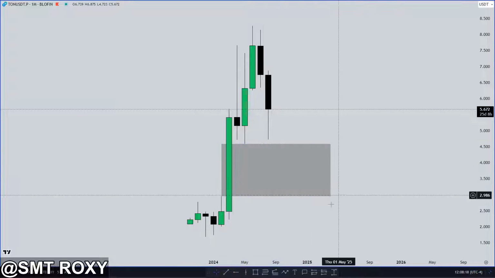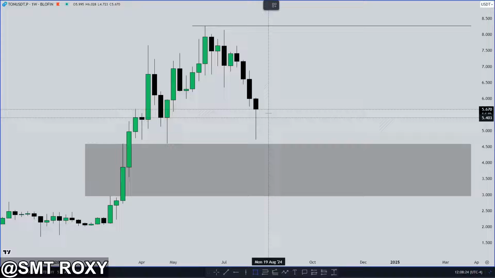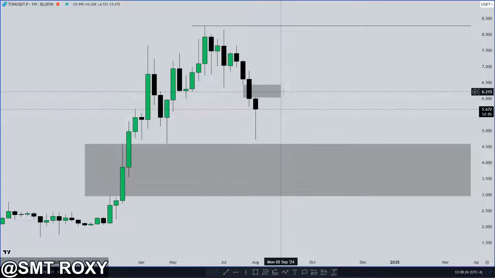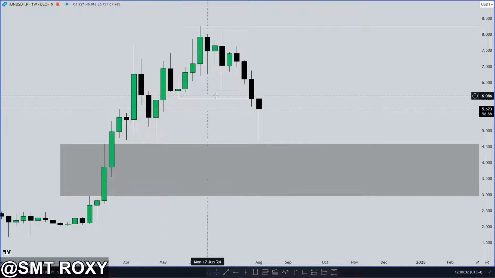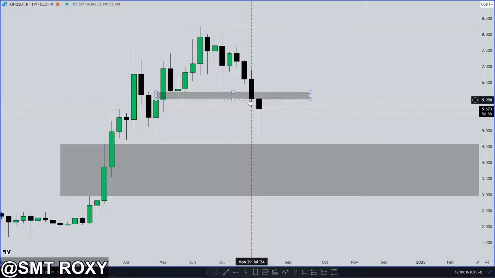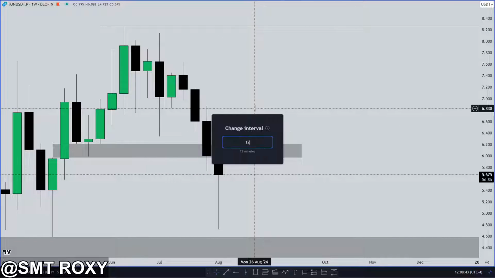So monthly fair value gap, all-time high up here. Weekly time frame, we don't have much on the weekly, unless we form this right here, then we're going to have something. We didn't close below, did we? No, we didn't. So we didn't close below that, which is pretty clear, honestly. We also have this too. So again, on the weekly time frame, we don't really have much on the weekly, honestly.